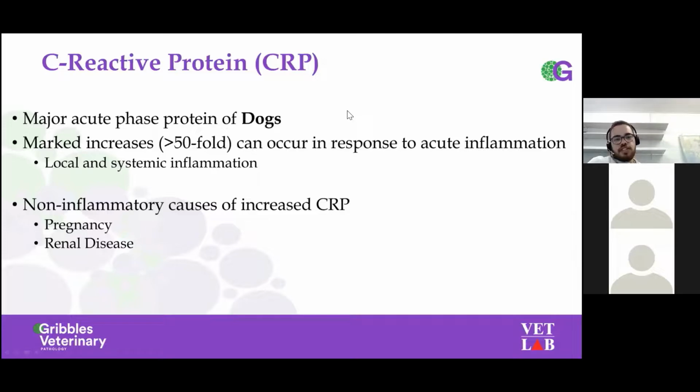So moving on to CRP, or C-reactive protein, this is the major acute phase protein of dogs. You get marked increases in response to acute inflammation, and the inflammation can be systemic or more localized. A couple of non-inflammatory causes of increased CRP to keep in mind. One, CRP is expected to increase during pregnancy. And we have seen dogs with renal disease can have relatively mild increases in CRP as well.